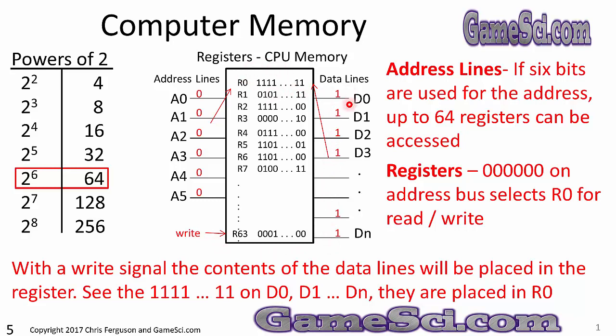If I have all ones on the data lines, then all ones fill address 0. Where did address 0 come from? The address lines, of course. A write signal says write to this address. Take data off the data lines and place it into the register.